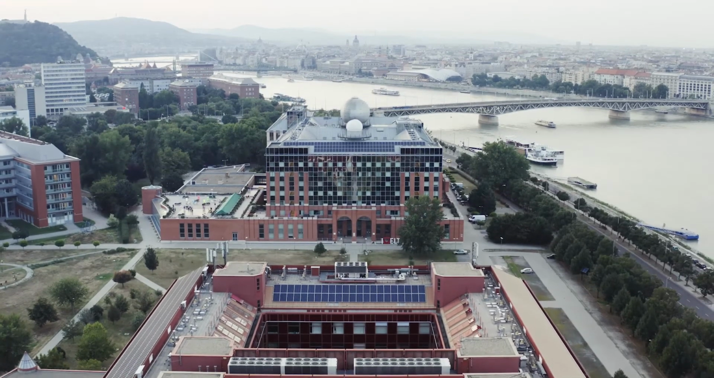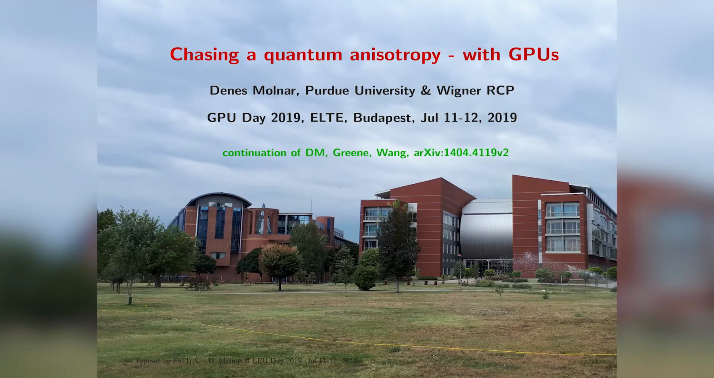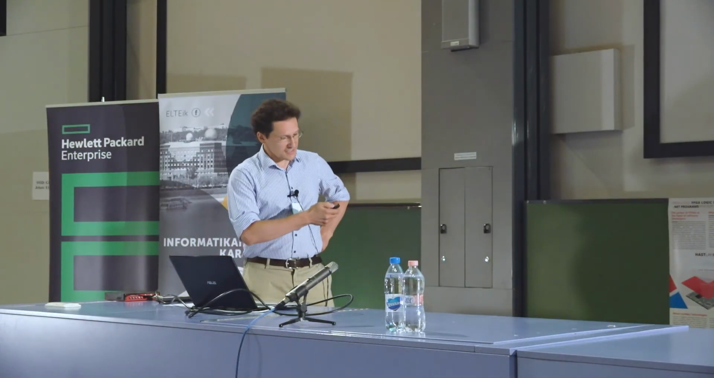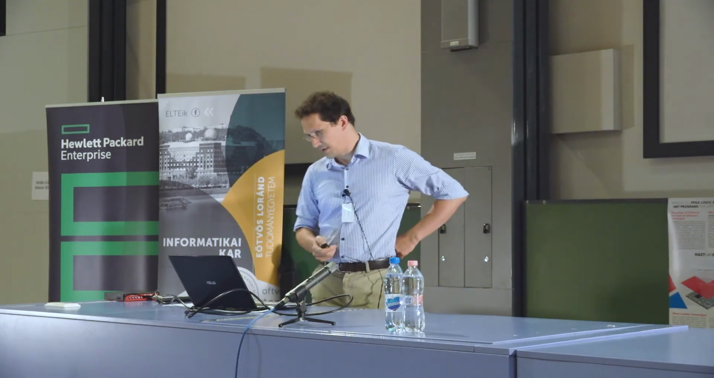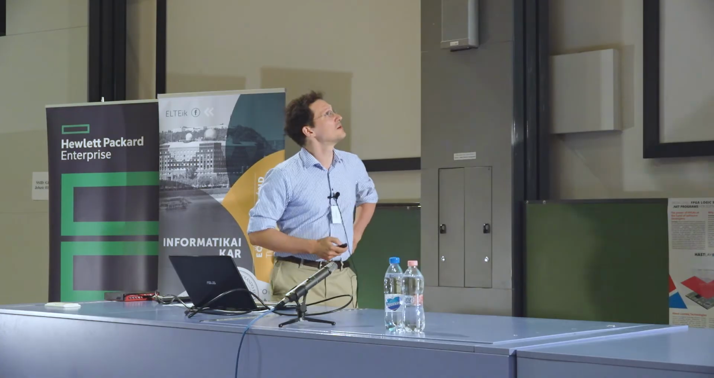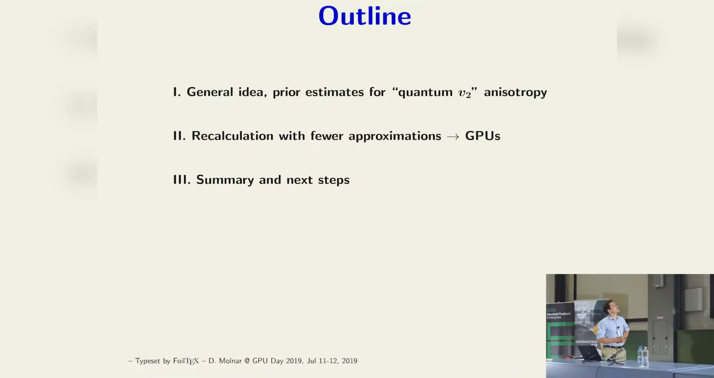So I'm going to talk about a particular anisotropy that comes from quantum mechanics, and I will tell you what that is and why it's interesting, and there are some prior estimates of that. And the main part after that of the talk will be to tell you how to do this on GPUs, because we recalculated it with fewer approximations, and then I'll tell you next steps and then we'll be done.